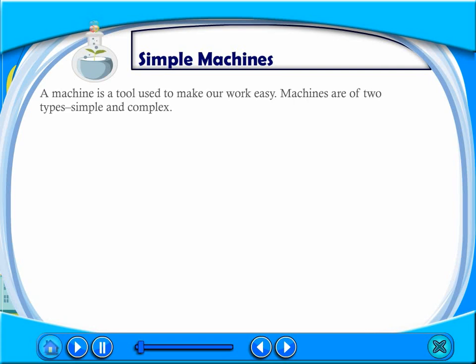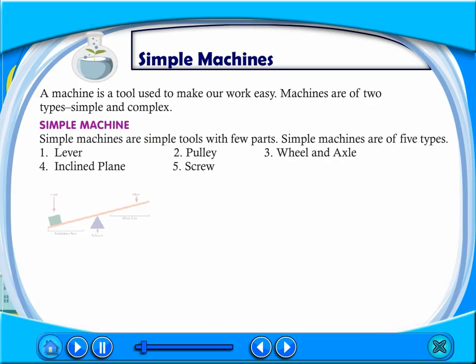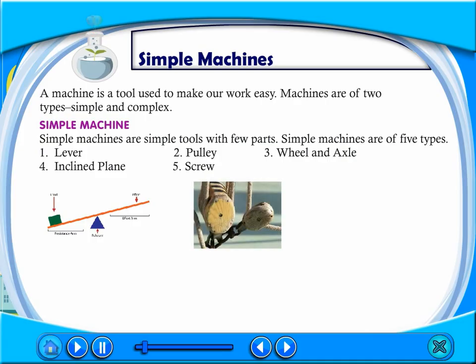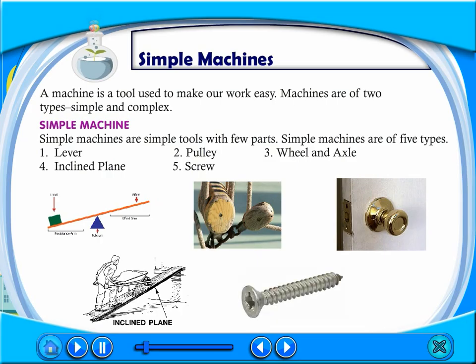Simple machines. A machine is a tool used to make our work easy. Machines are of two types, simple and complex. Simple machines are simple tools with few parts. Simple machines are of 5 types: lever, pulley, wheel and axle, inclined plane, screw.